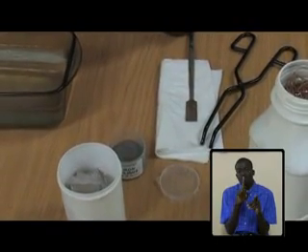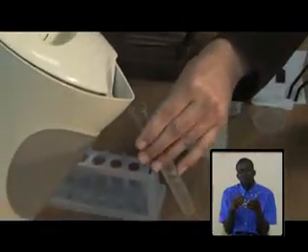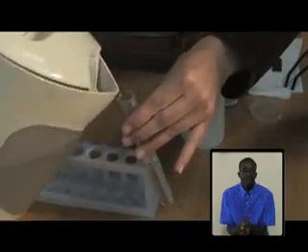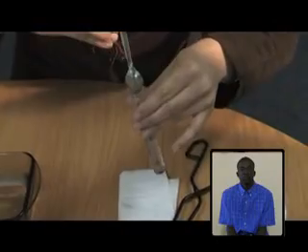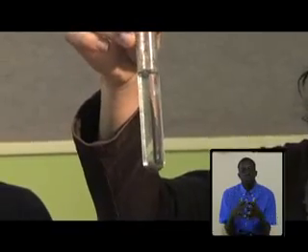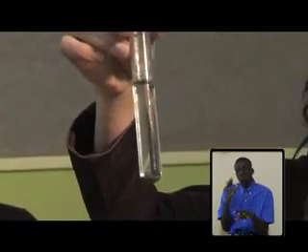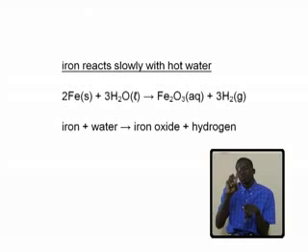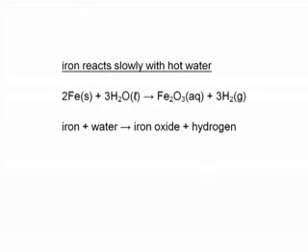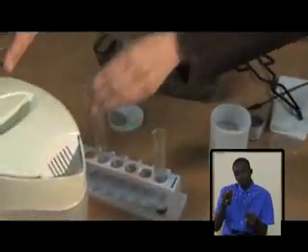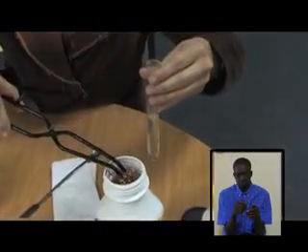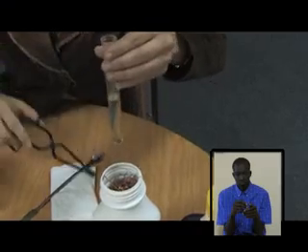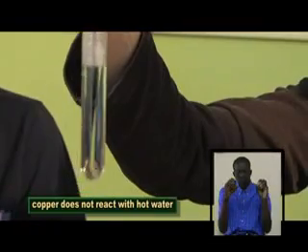We will use hot water for iron and for the copper. Now the reaction of iron decreases and becomes much slower with hot water, and the result is iron oxide. We will use hot water for the copper as well. Now you can see there is no result with copper and water.